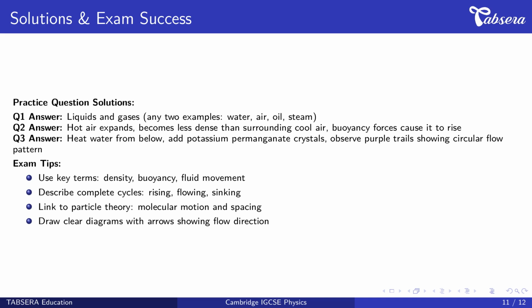For question 3, the demonstration involves heating water from below using a Bunsen burner, adding potassium permanganate crystals as a tracer, then observing the purple trails that show the circular convection current pattern.